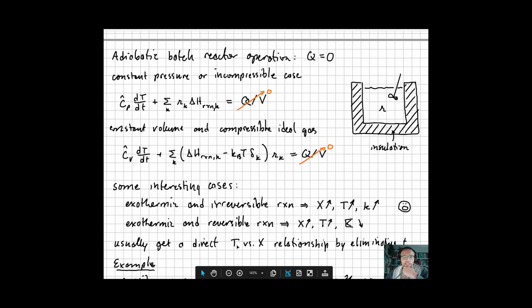So usually from analysis of these things, you're going to get a direct T versus X relationship by just going through and eliminating T. So remember we before set up these problems where we had a species balance that gave us how X depends on T and an energy balance that gave us how the temperature depends on T. And usually these things are quite tightly coupled to each other. But the way that they are coupled to each other for an adiabatic reactor configuration is that you can usually just eliminate the dependence on T altogether and get a direct relationship between T and X. That's what I mean by that.